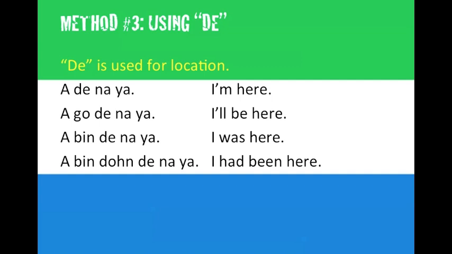So a de naya means I'm here. A go de naya, I will be here. A bin de naya, I was here. This is the imperfect again. And a bin don de naya, I had been here. And that's it. It's pretty straightforward. Nothing too complicated.